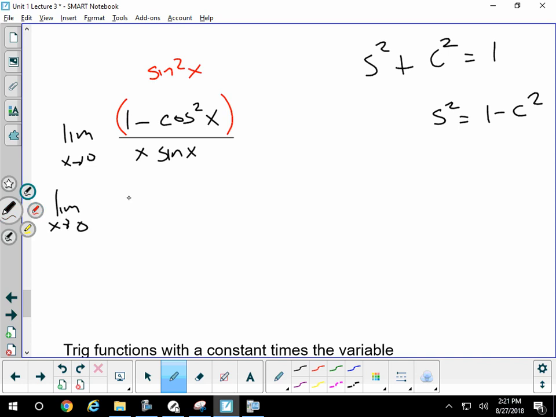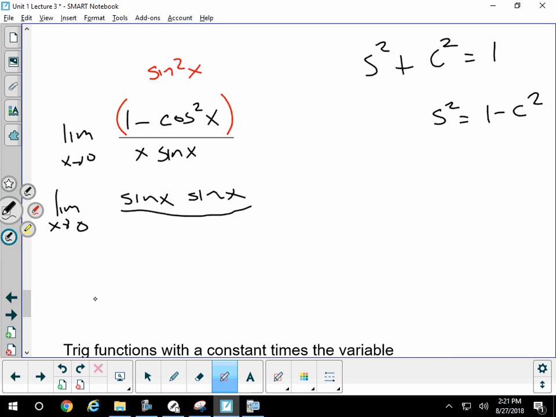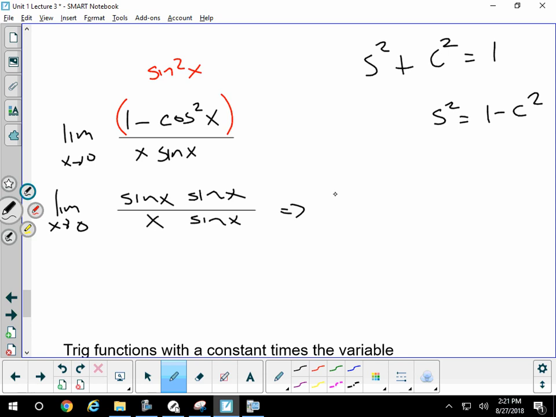From there, I would rewrite this as sine x times sine x over x sine x. And then I'm going to take the x and put it with one of the sines. And then I'll take the other sine, put it with the other sine.